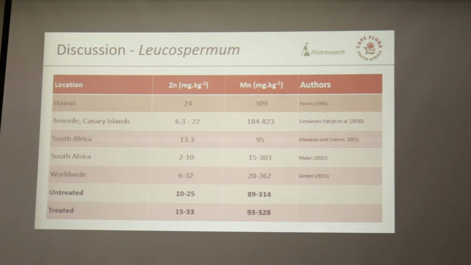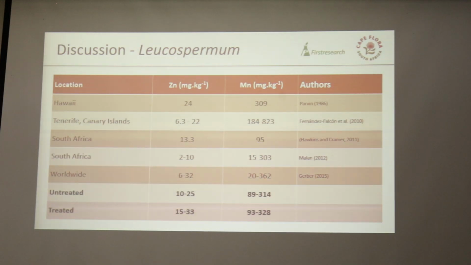And we have started a project with Cape Flora in South Africa, because if you have all those analyses, it doesn't really mean much if you can't connect it to something in the field. Were the plants green? Were they yellow? Were you happy with the stem length? Were they short? What was going on?